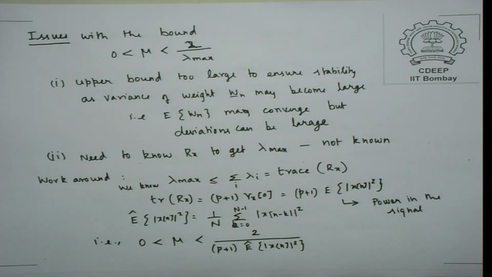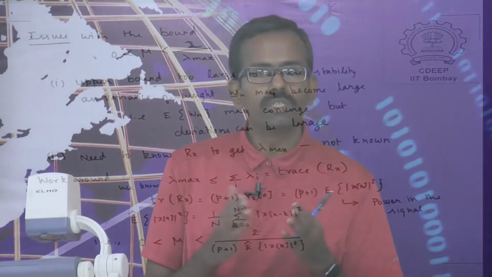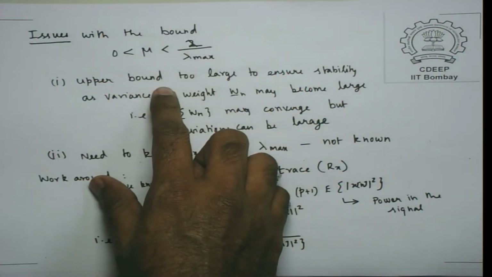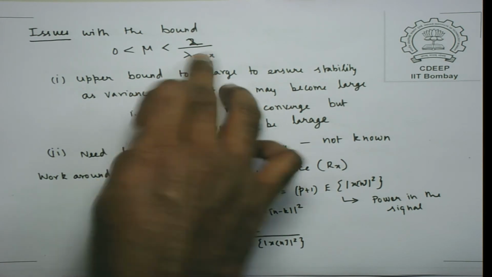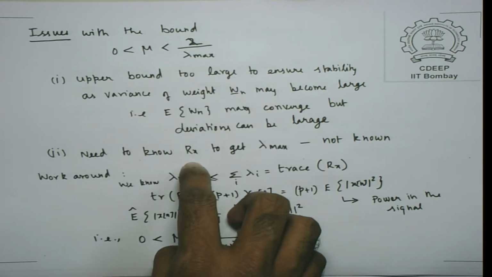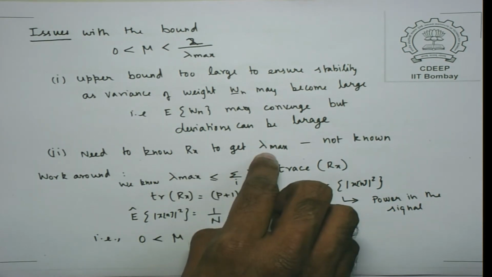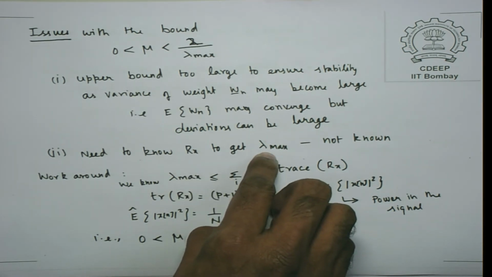While it is nice that we have a bound so that we could choose mu, this kind of contradicts what we wanted in the beginning, that is, we said our mu will not depend on any statistics. But we do know that this lambda max is the maximum eigenvalue of the autocorrelation matrix. So we need some way of getting around this issue. Instead of trying to get Rx directly, we need to see if there is some other way that, though we may not know Rx, we could get lambda max. This is one.